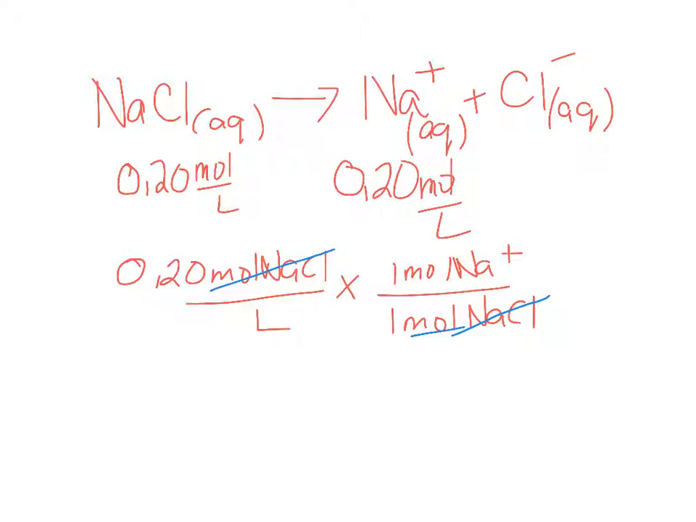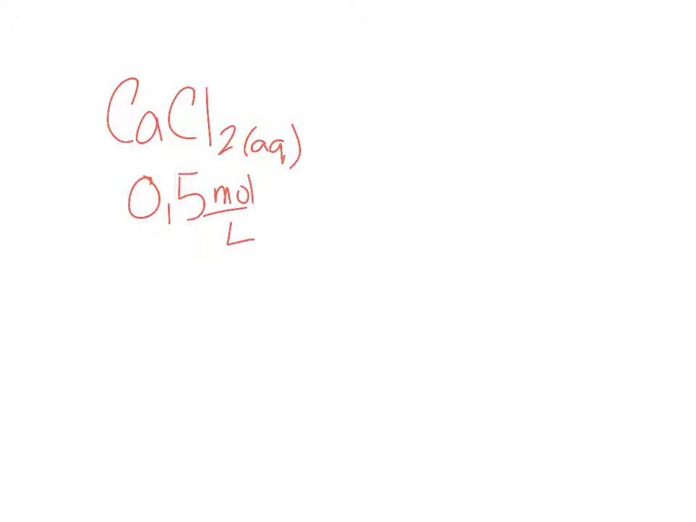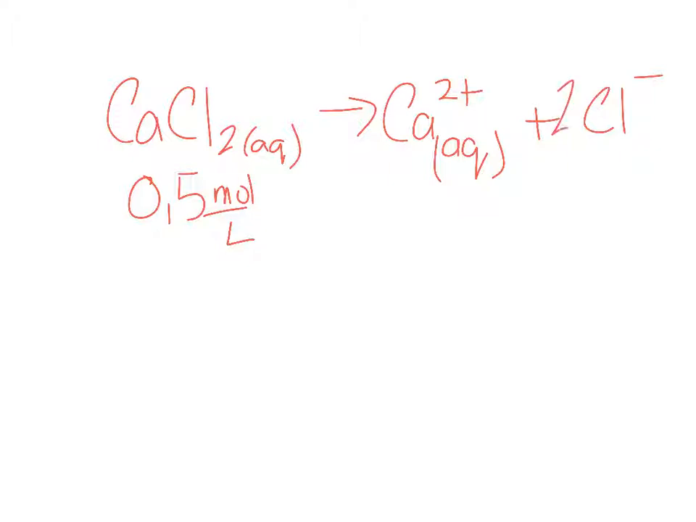So if I have calcium chloride at 0.5 moles per liter, what will be my concentration of calcium ions, and what would be my concentration of chloride ions? Allie?